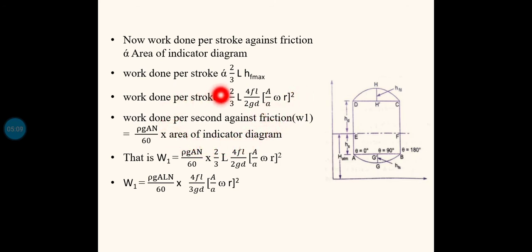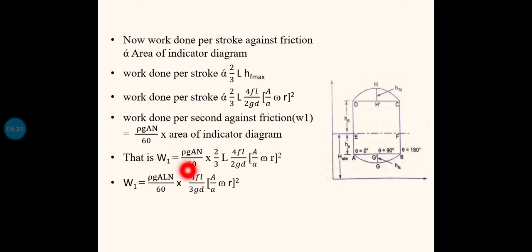Since it is work done per stroke, now work done per second, I am taking it as W1, is obtained by multiplying the area of the indicator diagram with a constant of proportionality, that is K. That K, I have already explained, is rho g an by 60 in the case of single acting. In the case of double acting it will be 2 rho g an by 60. So here it is single acting. So rho g an by 60 into the area of the indicator diagram will be the work done per second.